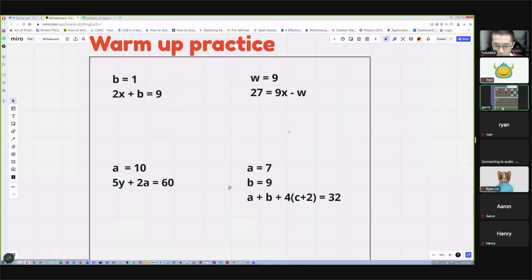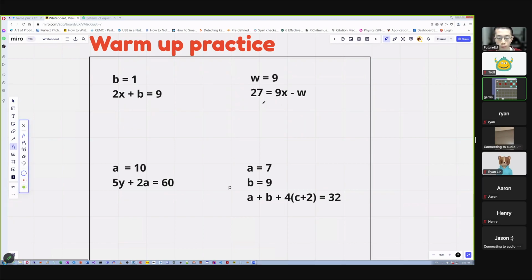So W equals 9. You can write on the screen if you want. So 9x is... Okay, 9x. So we're given that W is equal to 9, right? There's not much we can do. We already have what we need. So it's like 27 equals 9x minus 9 because W is 9. Exactly. So whenever we see a W, we can just replace it with a 9.